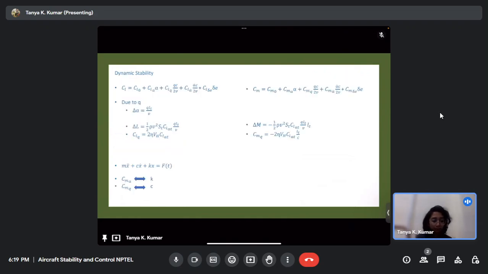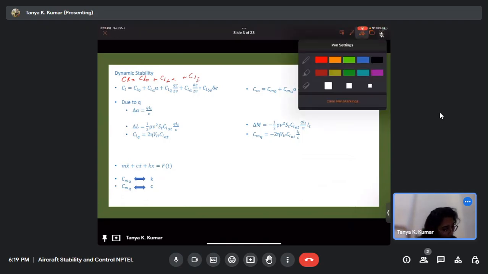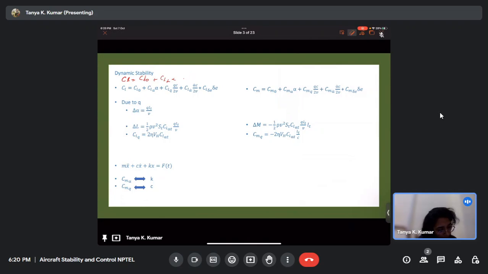Now let's look at the dynamic stability for an aircraft in the longitudinal sense. For the force we have CL, and for the moment we have Cm, where Cm is the pitching moment coefficient. What were the linearized equations for these two coefficients that we saw so far? Initially it was just CL naught plus CL alpha into alpha.